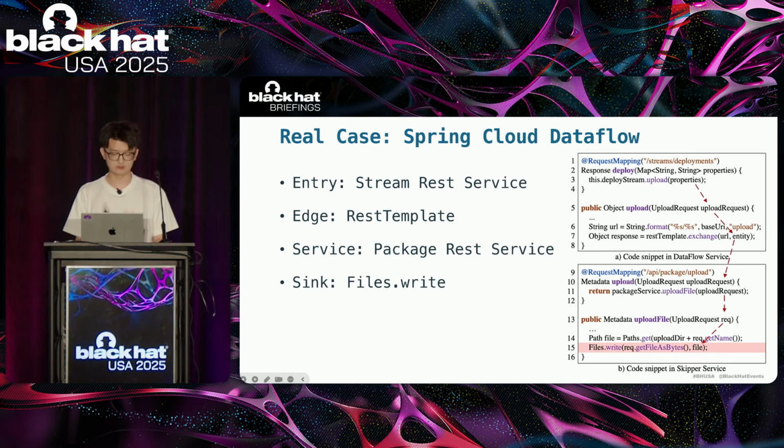In this case, user input first enters through a stream service in the Spring Cloud Data Flow. This data then travels to another service via a REST template call without any validation. Finally, the tainted value reaches the sensitive sink, files.write, which exposes a vulnerability that isn't obvious when looking at just one service. This example perfectly illustrates why detecting cross-service data flows is essential for real security.